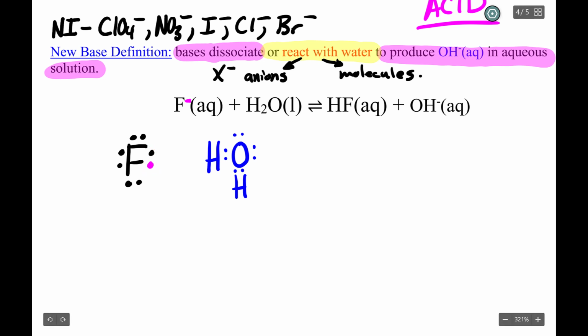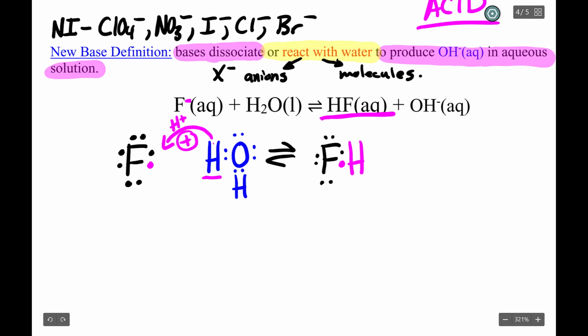So let's show that. This would jump ship there as H+, which essentially is just a proton. It is a proton. And it would join F-. So what would that make? Well, that would make HF. Now, this is a very polar molecule, so it will stay dissolved in water. And then what's left of my water? Well, what's left of my water is this.